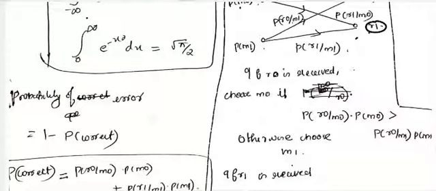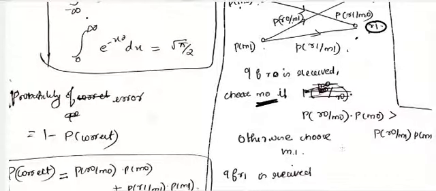Okay, so to decide which message to take, we will use this condition. We choose m0 if P of r0 given m0 into P of m0 is greater than P of r0 given m1 into P of m1.